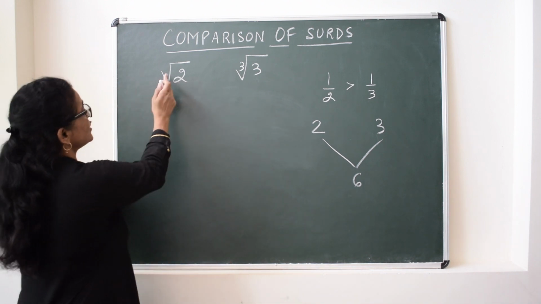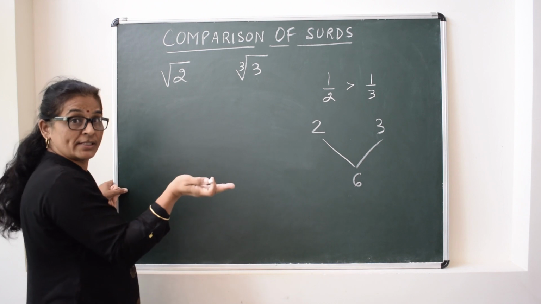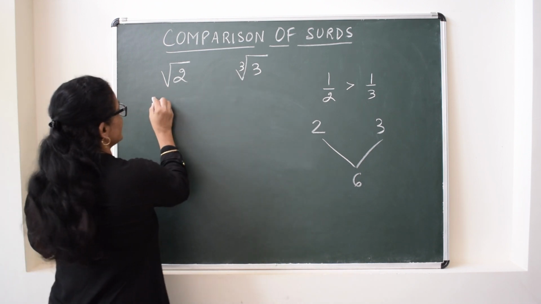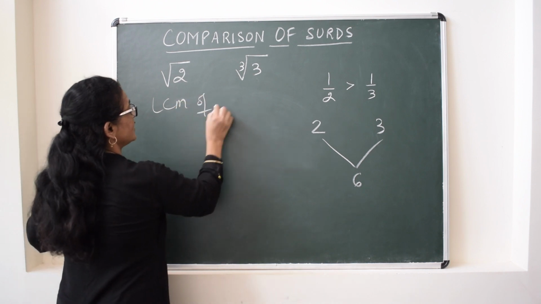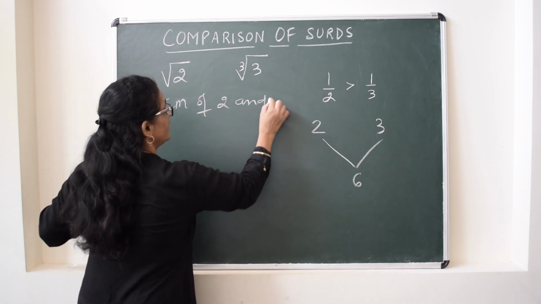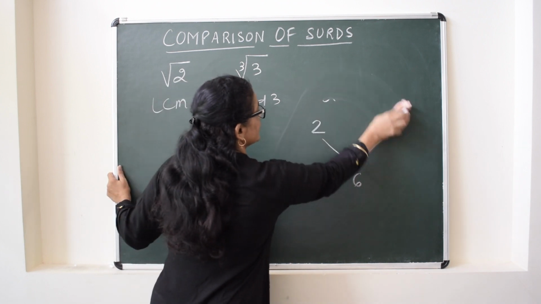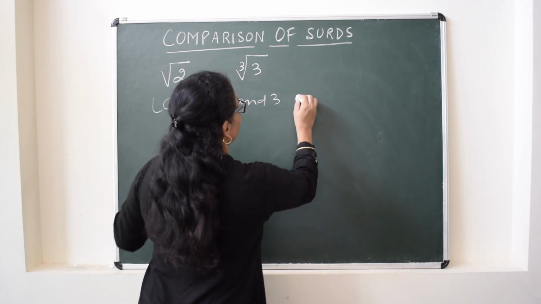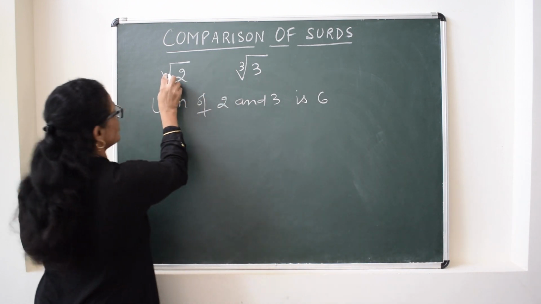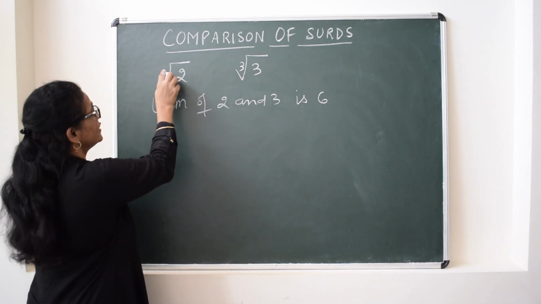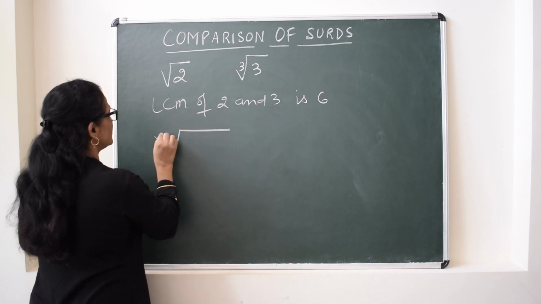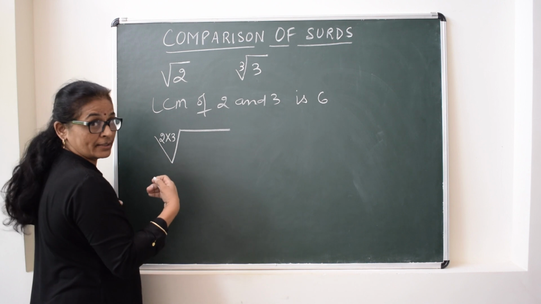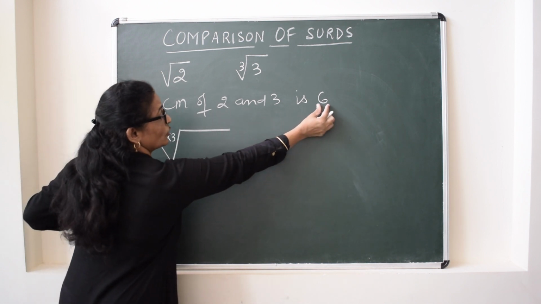It means this 2 is to be converted into 6. So 2 into 3 will be 6. So before doing that, first we will simply write that LCM of 2 and 3 is 6. So this is already 2 because nothing is written. So we can rewrite it as 2 into 3. 3 we have introduced from our side. Clear? Because we have to make the order 6.